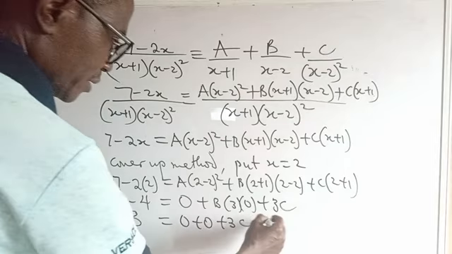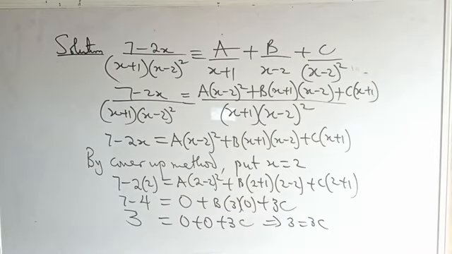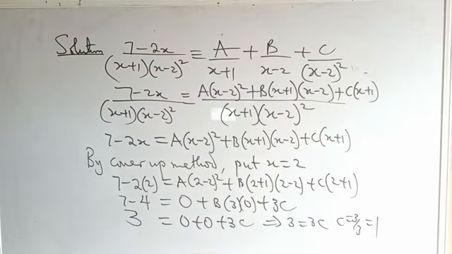Okay? So that will give us 3 is equals to 3c. So to get c now, divide both sides by 3. c equals 3 all over 3, and c is 1. So we have gotten c to be 1. I hope that is clear.